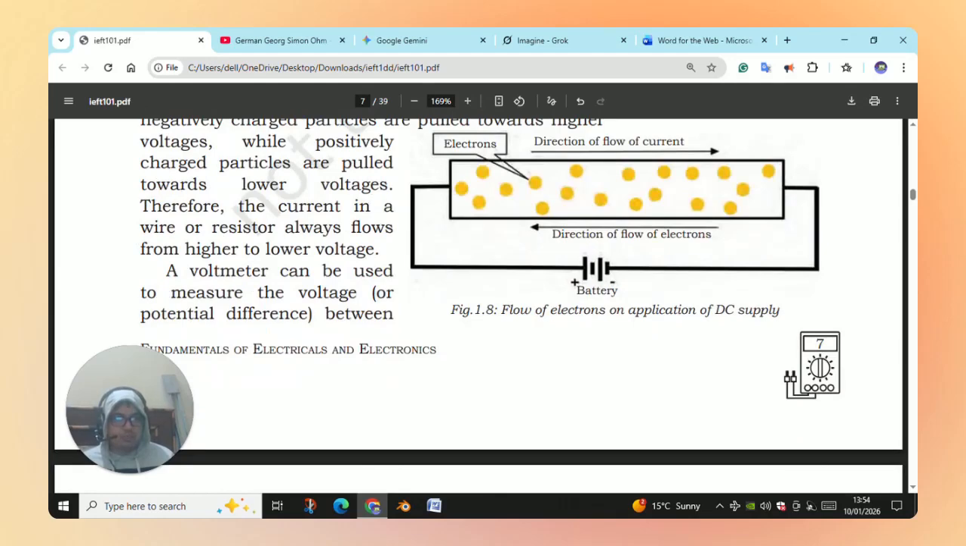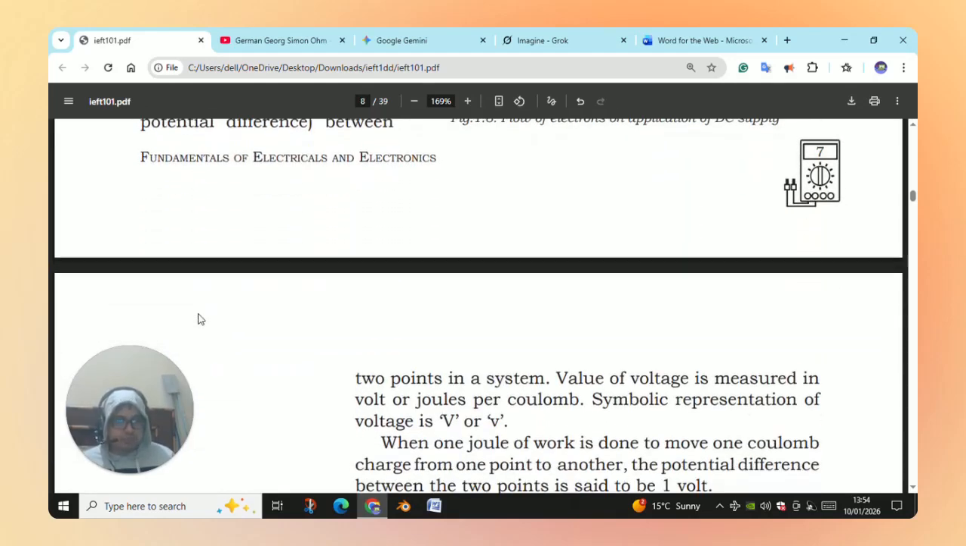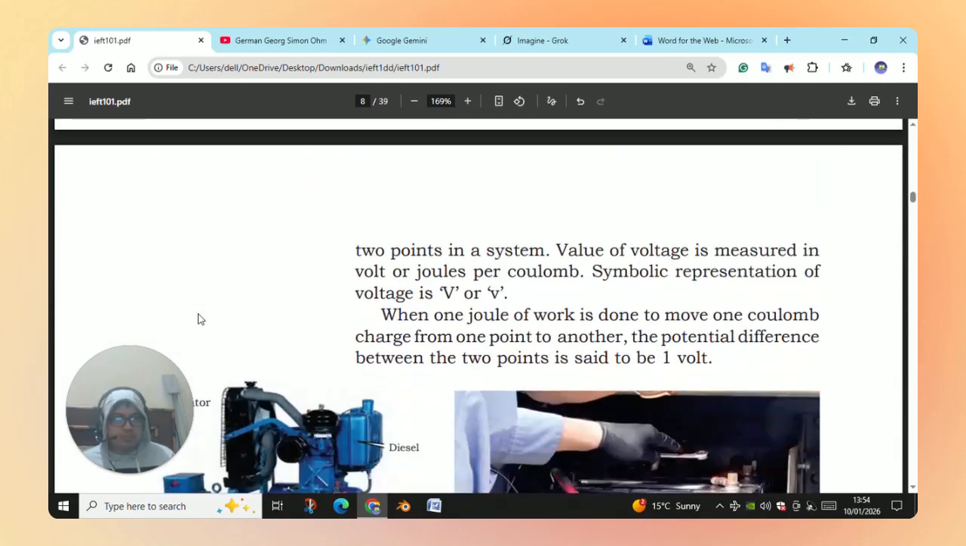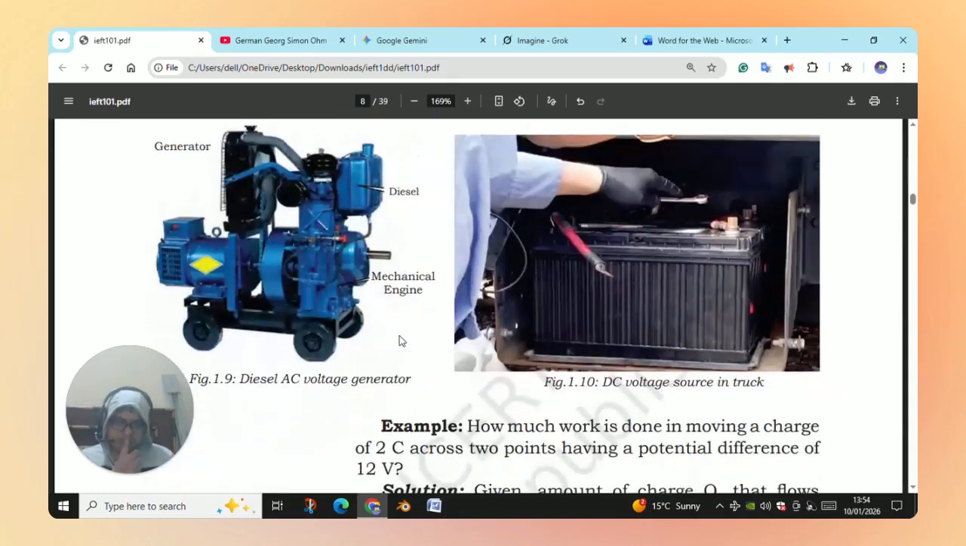A voltmeter can be used to measure the voltage or potential difference between 2 points in a system. Value of voltage is measured in volt or joules per coulomb. Symbolic representation of voltage is capital V or small v. When 1 joule of work is done to move 1 coulomb charge from one point to another, the potential difference between 2 points is said to be 1 volt.